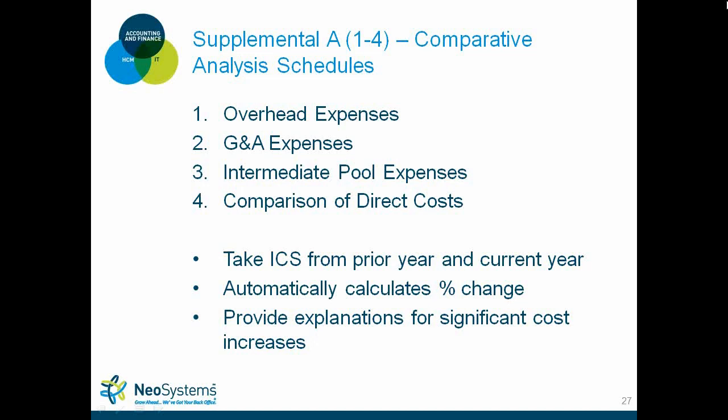Don't muck with the percentages. Not that we would ever do that, but let the sheet automatically calculate. Let the model actually do the calculations, and provide the explanations for significant cost increases. Have your own process where if it's over 5% or 10%, you provide the explanations, and be consistent on that as well.